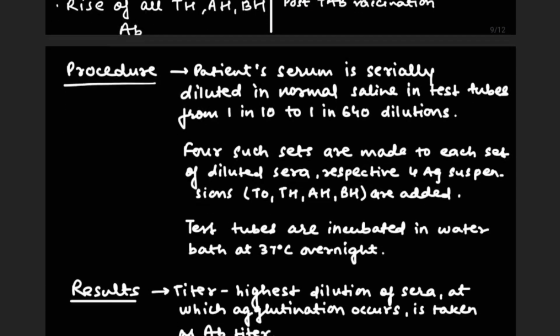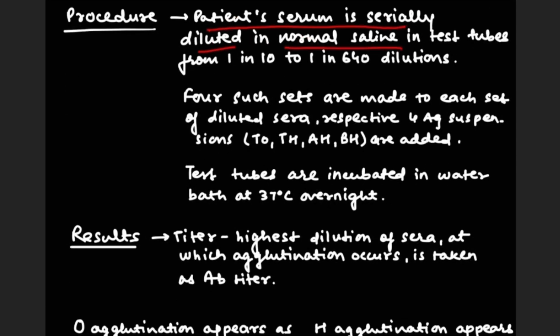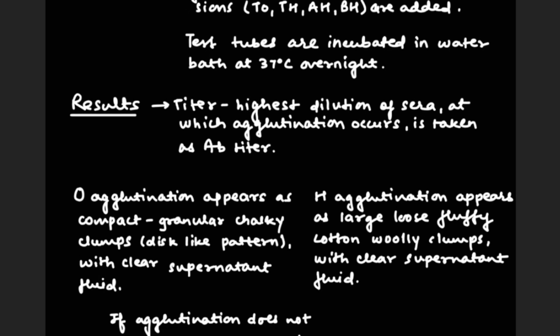Now we are going to see about the procedure. Patient serum is serially diluted in normal saline in test tubes. These are done as 1:10 up to 1:640 dilutions. Four such sets are made, and to each set of diluted sera the respective four antigen suspensions are added, that is TO, TH, AH and BH. Now test tubes are incubated in a water bath at 37 degrees Celsius overnight, and the highest dilution of sera at which agglutination occurs is taken as the antibody titer.